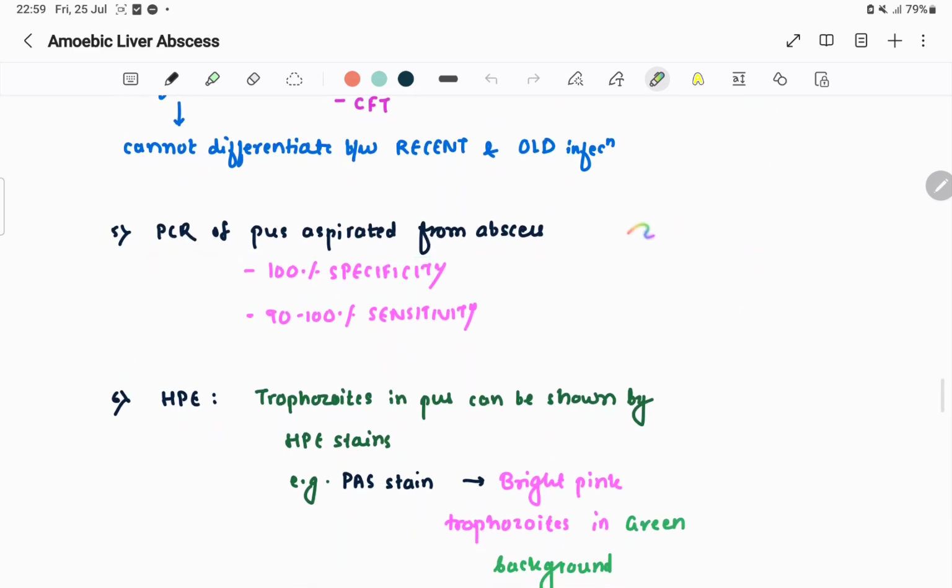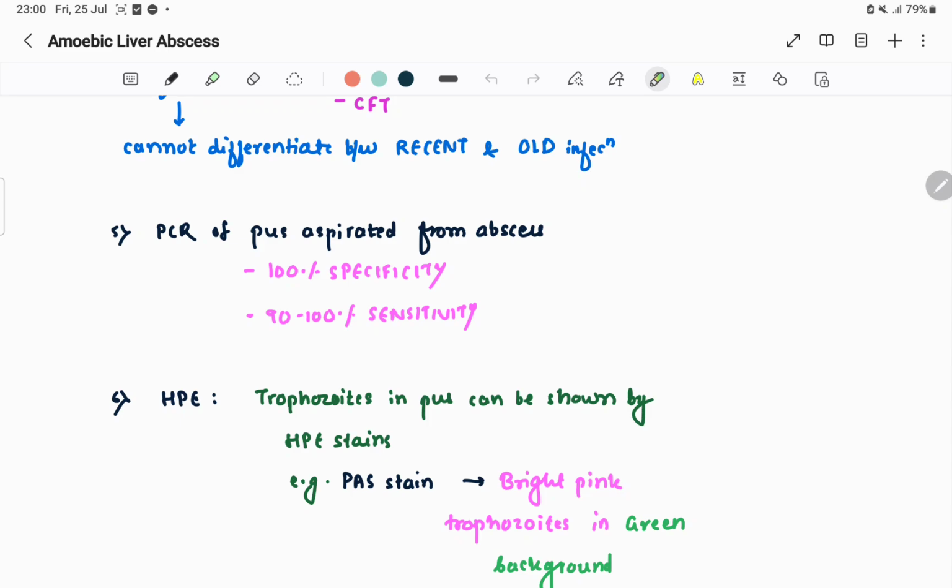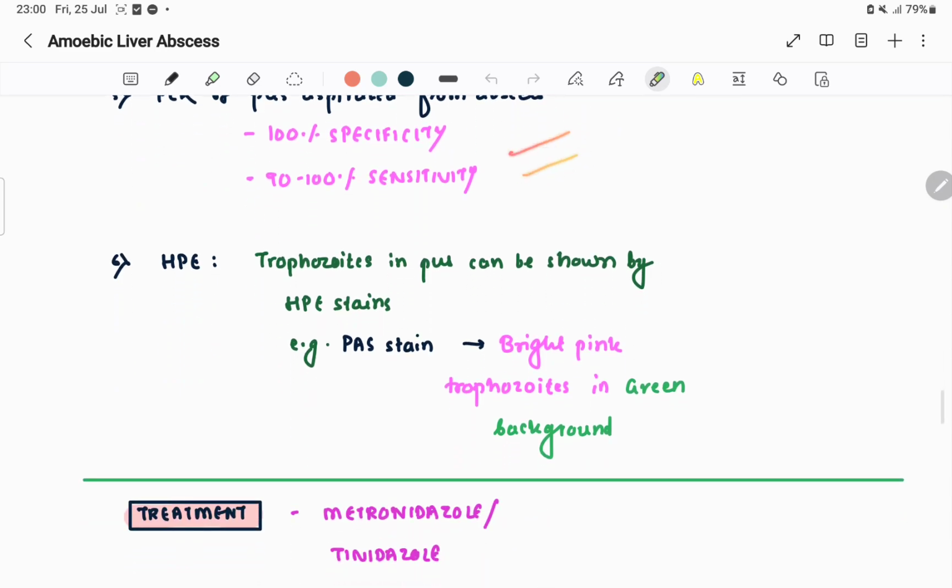PCR of pus aspirated from abscess. Whenever there is an abscess kind of thing, you can aspirate pus, that is, take out the pus. Okay, and you can do PCR, that is polymerase chain reaction. And this is a good one. Specificity and sensitivity is high. And you can do histopathology.